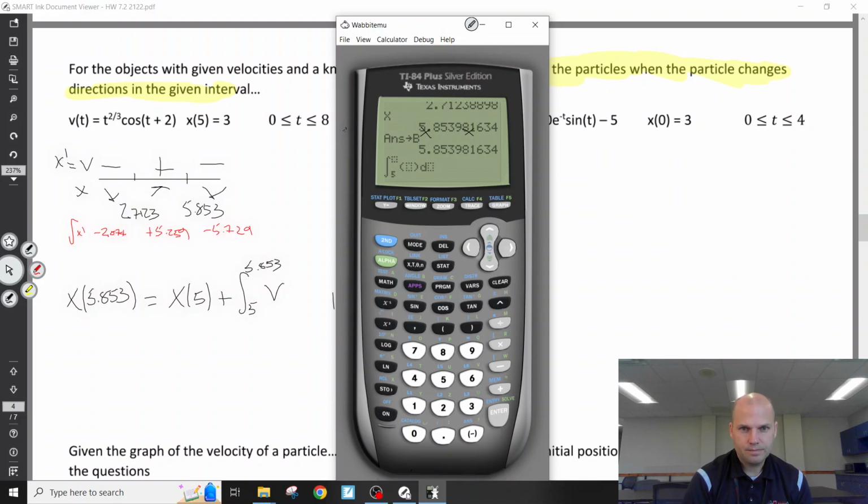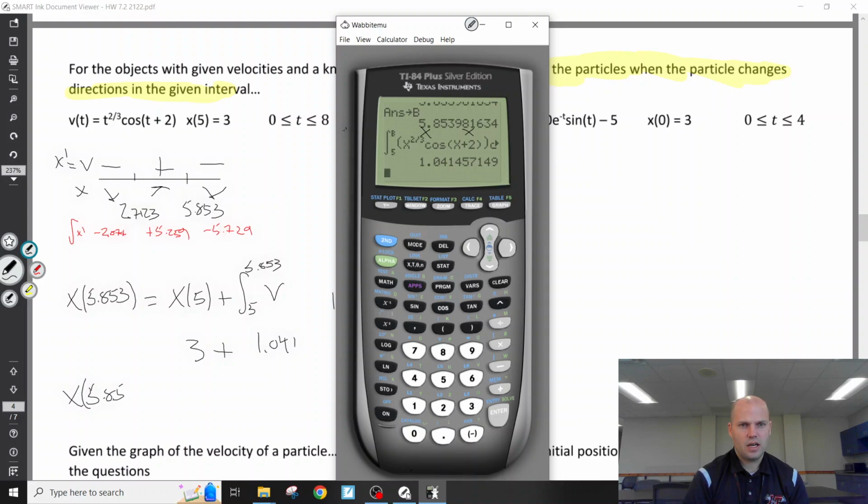5 to b of t to the 2/3 cos t plus 2. Okay, 1.04. That means between the 5th second and the 5.85 third second, I went over 1.054. I know I started at 3. That means, based on this, I went to 4.041.